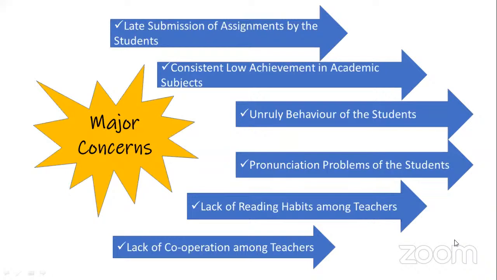Again, I'm saying not all the students will make this mistake. Only some particular students will submit late all the time. All the time they will be very late. Late submission of assignments by the students. Consistent low achievement in academic subjects. Every time, they will be very good in sports but poor in studies, like that. So you can find out why that person is always getting low marks. Unruly behavior of the students, always unruly behavior in the classrooms.